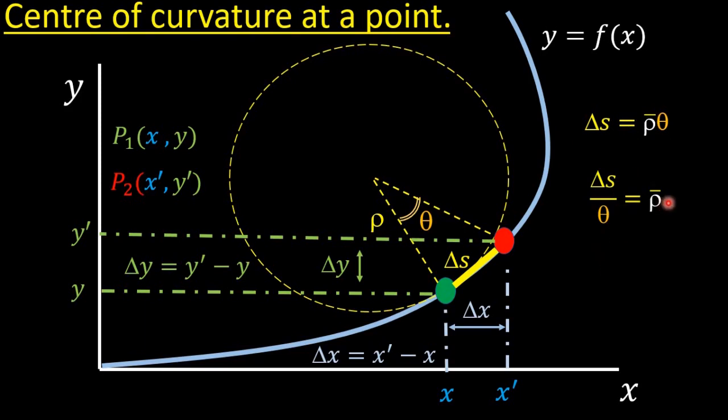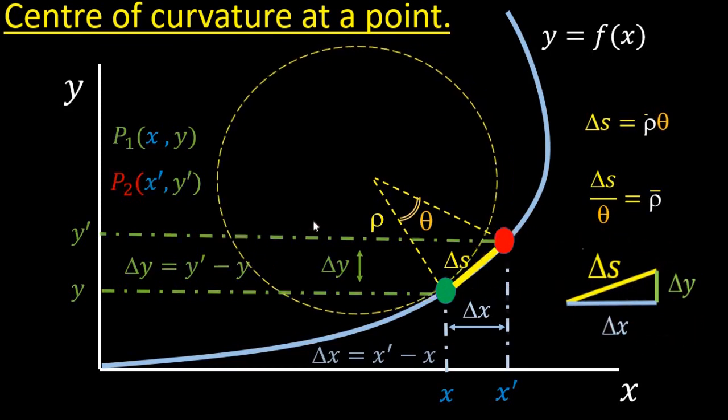So the average radius of curvature from this point to that point is going to be delta s over theta. And then I can construct this triangle out of delta s, delta x, and delta y.